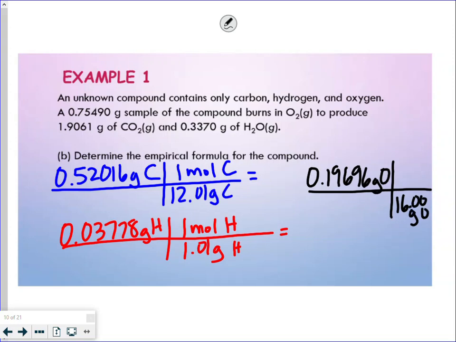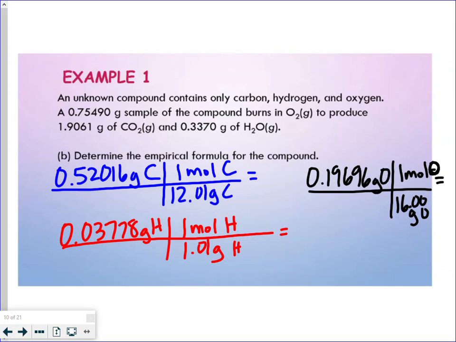16 grams of oxygen equals 1 mole of oxygen. And now we have to do those individual calculations to find the moles. So take a moment to do that. Okay, so just check your numbers, see how you compare to my numbers.